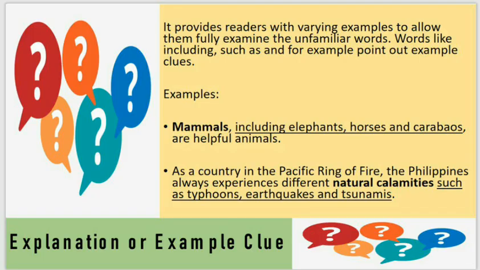The next type of context clue is what we call explanation or example clue. It is a type of clue that provides readers with varying examples to allow them to fully examine the unfamiliar words. Words like including, such as, and for example point out example clues. Example: mammals including elephants, horses, and carabaos are helpful animals.